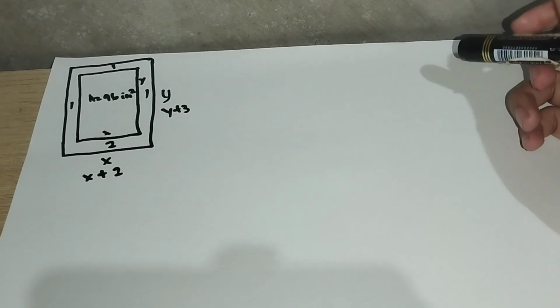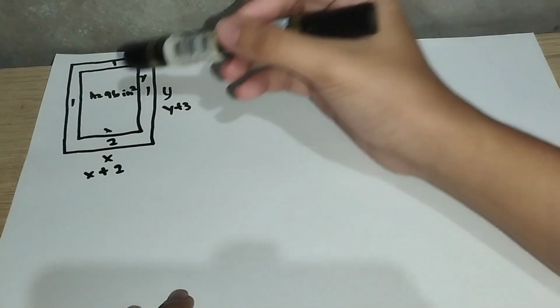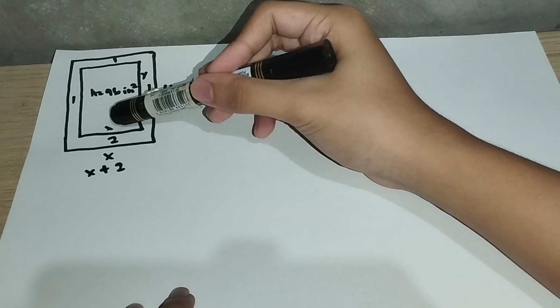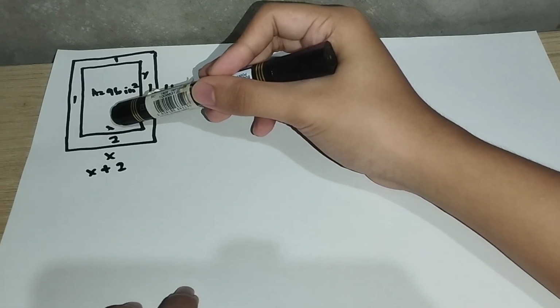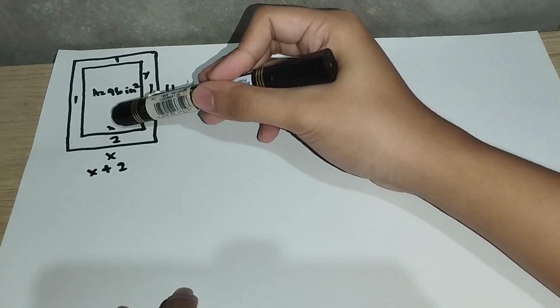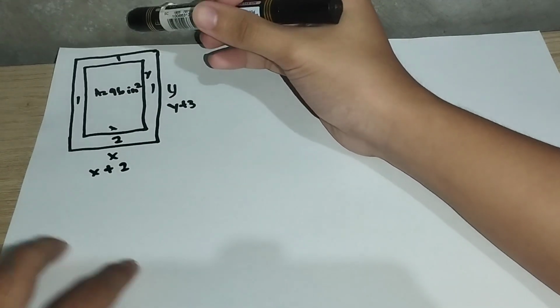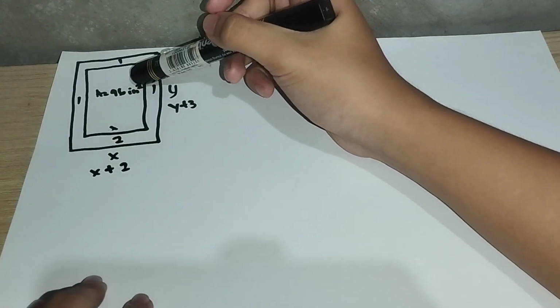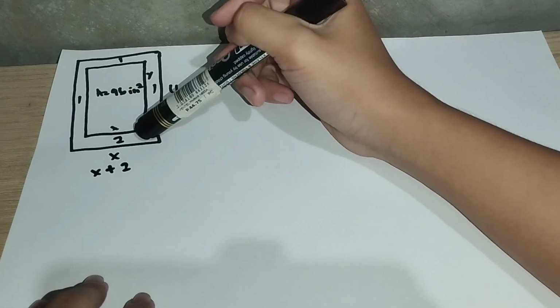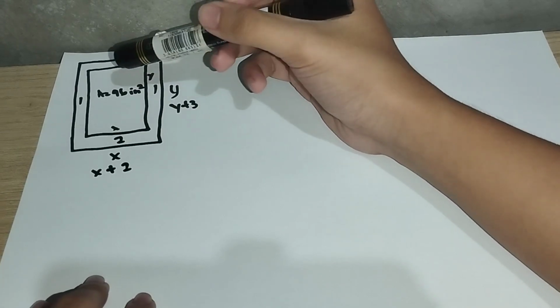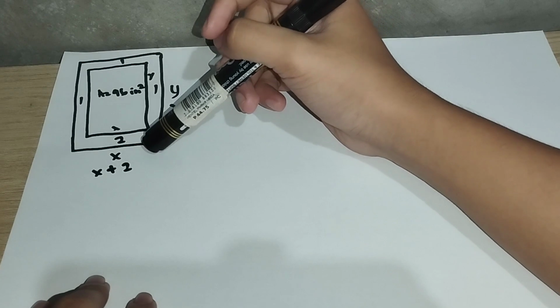Let me now represent my drawing. This one is the page whose area is 96 inches squared. These 3 sides are the margins. The 3 of them have a 1 inch margin and the other one has a 2 inch margin to make room for binding.